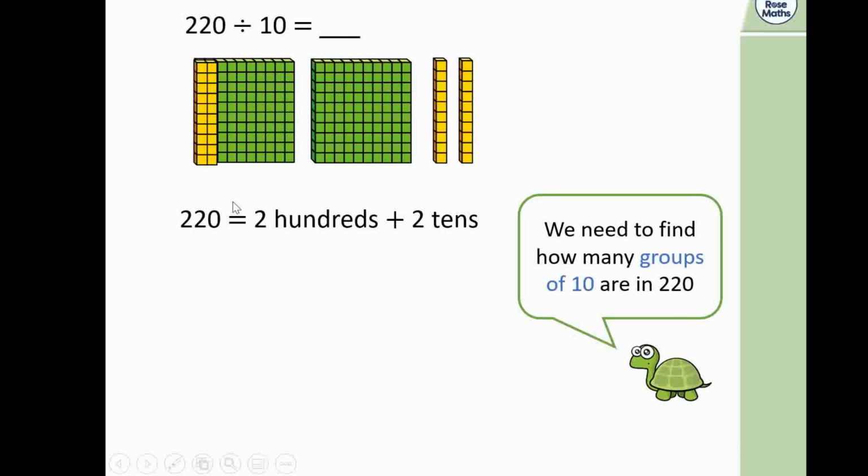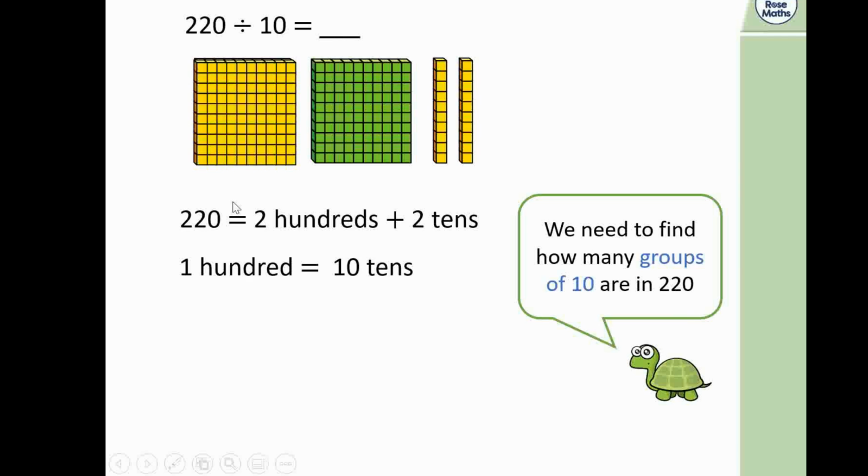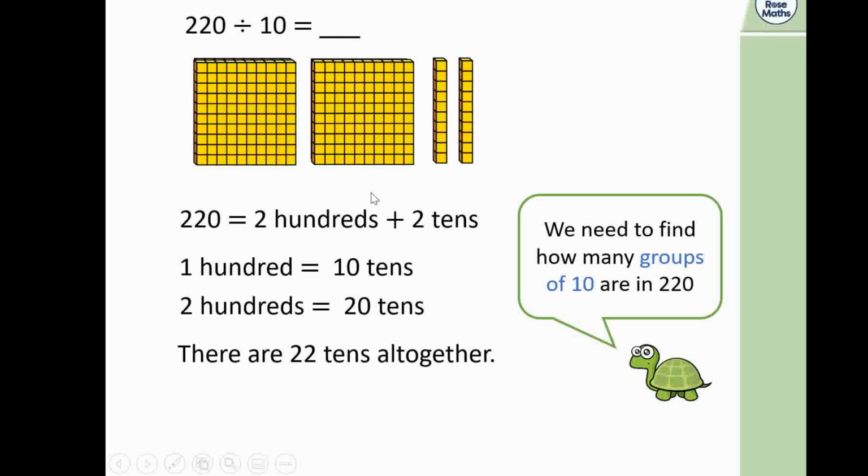So there's 1, 2, 3, 4, 5, 6, 7, 8, 9, 10, 11. Oh, so that's 100, yeah. Okay. Now there's another group of 10, so that'd be 20 tens. And then, of course, these two, which makes 22. Yeah. 22 groups of 10.